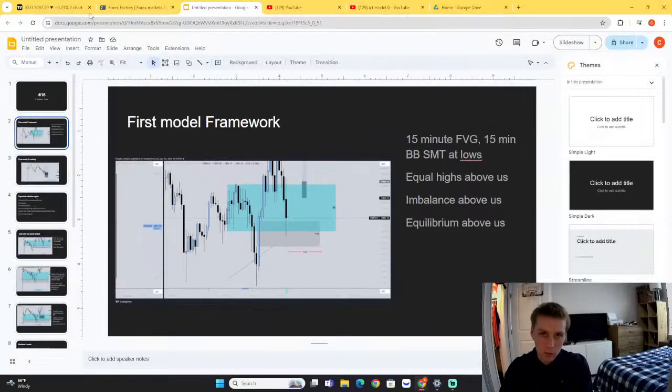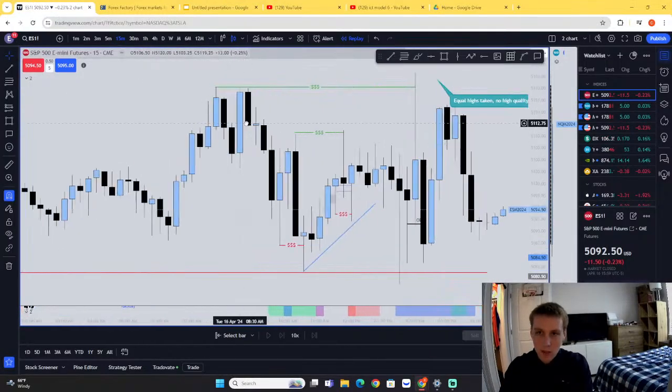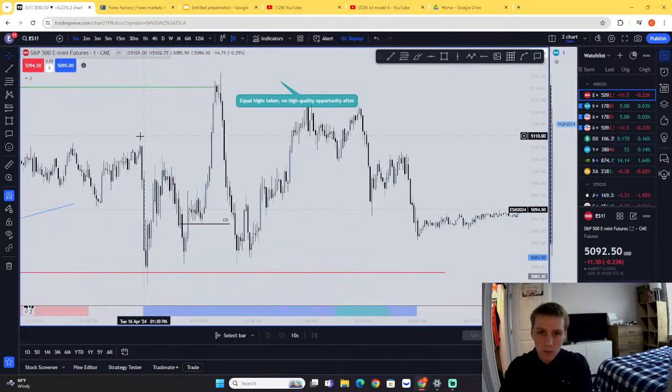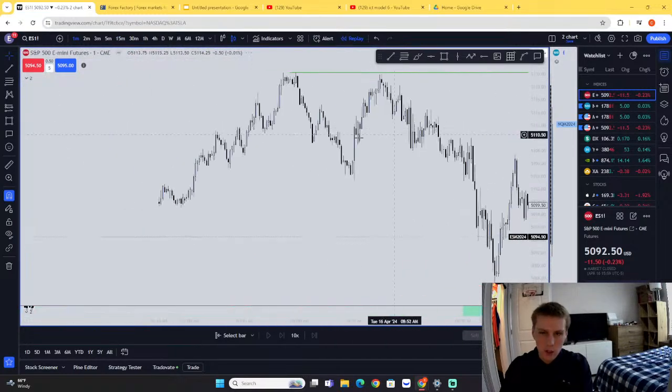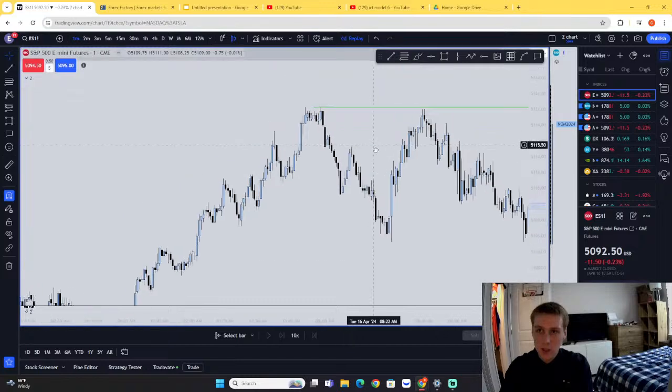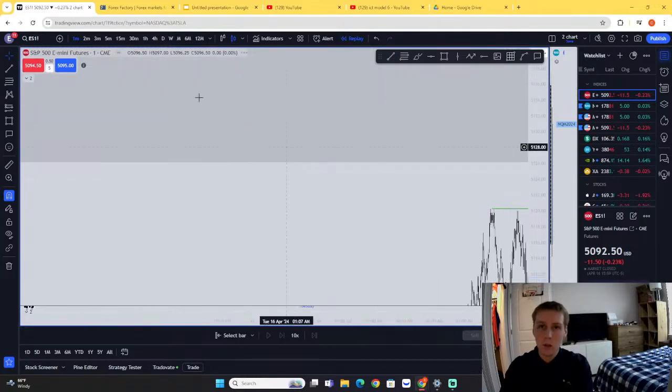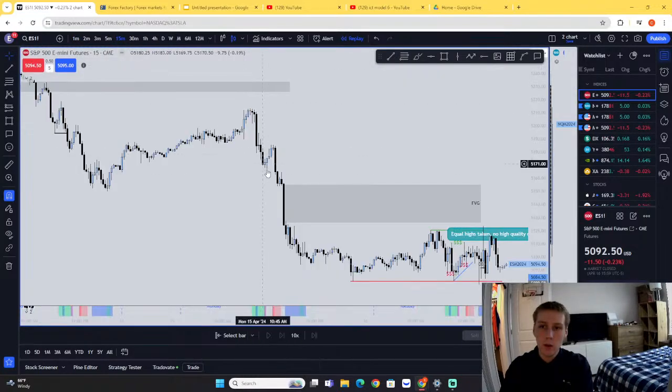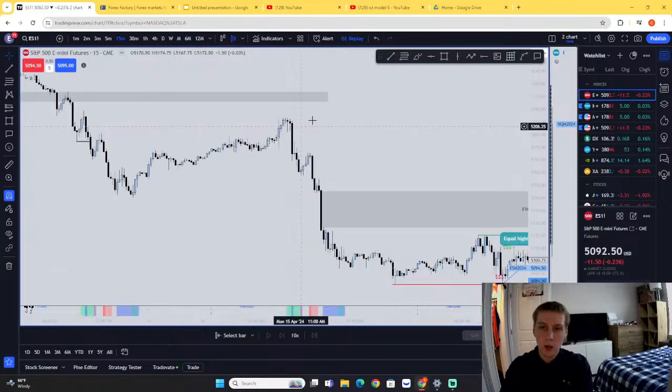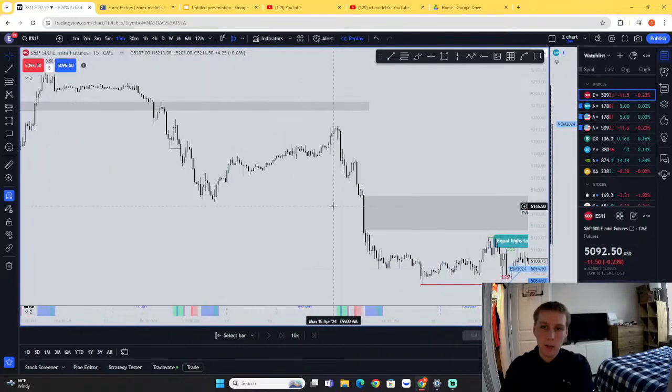I'm gonna actually pull up ES. We have equal highs above us. I'll kind of show it. I guess I'll spoil the action, but we have these equal highs above us, and also we have this 15-minute fair value gap that's above us, and we also have equilibrium of this price leg above us.